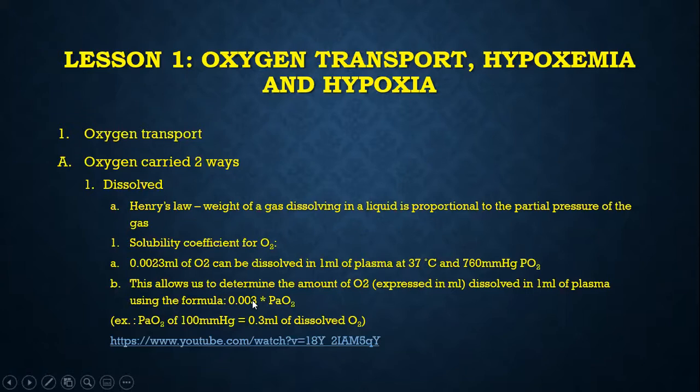0.003 times the P little a O2, whatever the P little a O2 is, which you find in the ABG. The P little a O2 is a value that you will find in the ABG. When you stick the blood and run it, P little a O2 is one of the values. You take that value, multiply by 0.003, and that's how much oxygen is dissolved in the plasma. Okay, so they're showing you an example. If somebody, Mr. Smith, has a P little a O2 of 100 millimeters of mercury, well then his dissolved amount is 0.3 mLs because 0.003 times 100 gives you 0.3, okay?